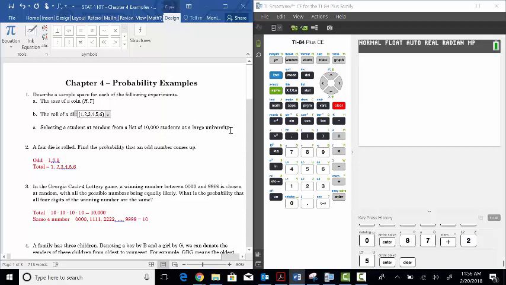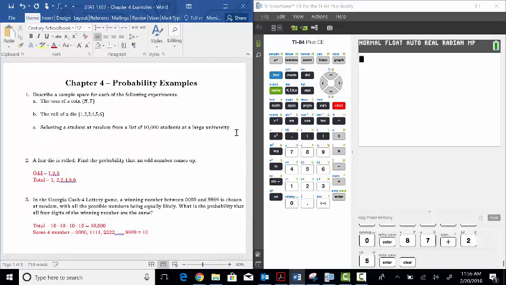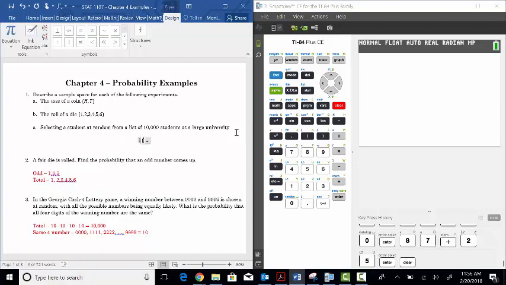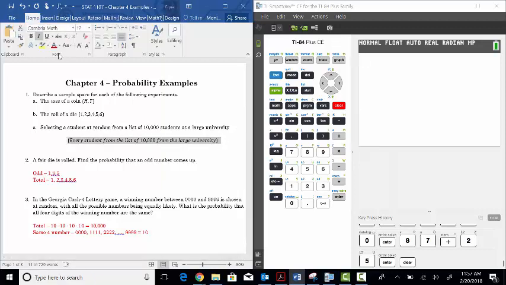Very basic. The next one's a little bit trickier. It says if we were to select a student at random from a list of 10,000 students at a large university. So when we say our sample space for this one, we want to be specific. So I'm going to say that the sample space is every student from the list of 10,000, from the large university. Alright, and so again, your sample space is just very basic. You're simply listing out all your possible outcomes in a particular situation.